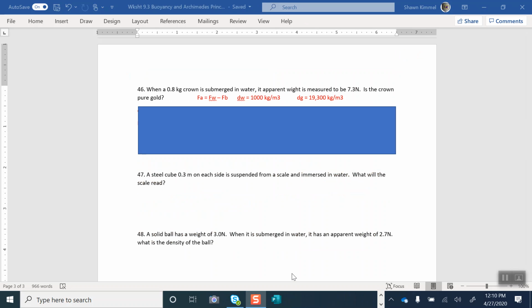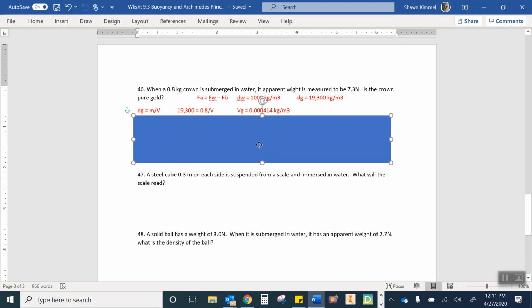All right, meaning if it's all gold, it should have a certain volume, and if it's not gold, then what is the volume? So we're going to find out what the volume of this object would be if it was gold, and then find out what the volume of this object must be, and compare the two.